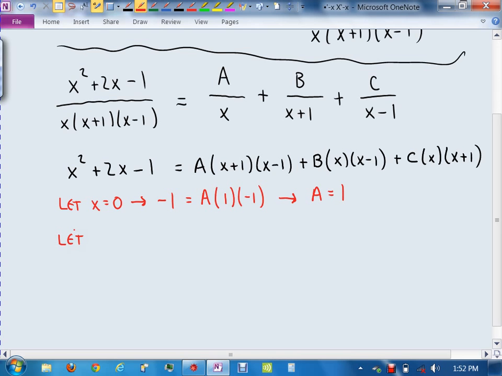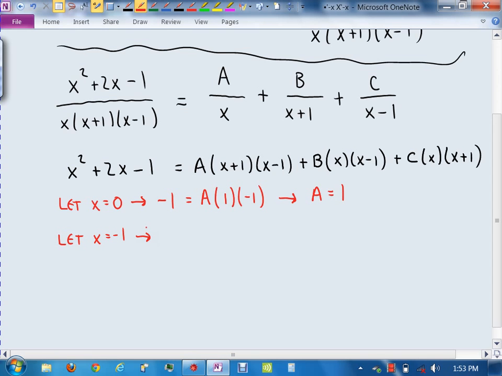Okay, how are we going to get B? So I want to preserve B. I don't want to let X be 0 or 1, right? So can I kill these two guys off without killing this one off? Yeah, let X be -1. It'll make this a 0. It'll make this one a 0. But it won't make these zeros, right? So let X be -1.